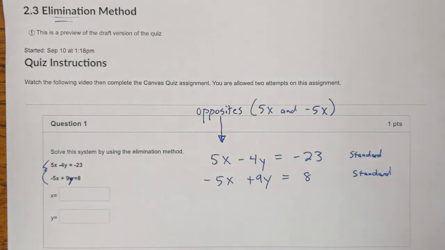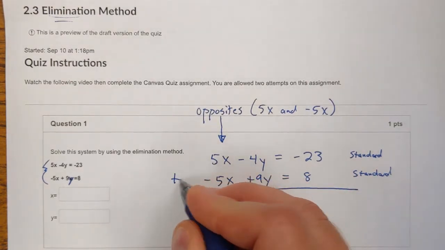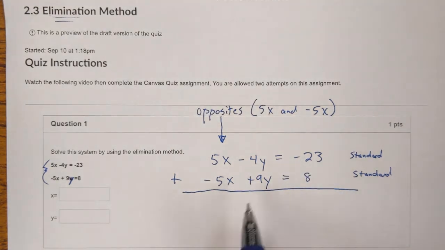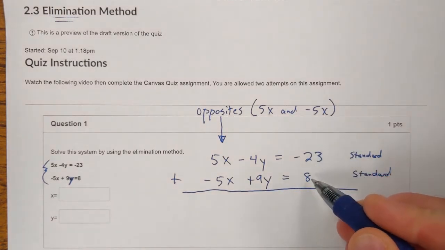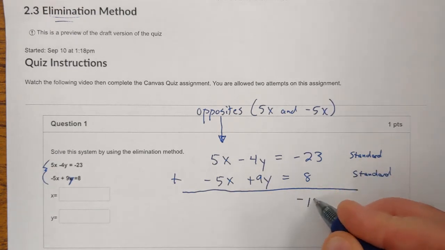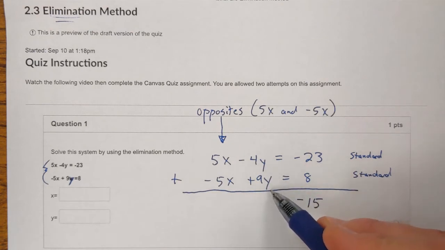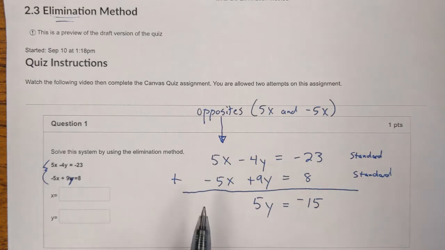If both of your lines are in standard form and one of your columns is opposites, like 5x and negative 5x, you're going to turn these two lines into a gigantic longhand addition problem. I'm going to work from right to left, meaning we're going to add up our columns. We're going to take negative 23 plus 8, which is negative 15. We're going to take negative 4y plus 9y, which comes out to a positive 5y. And then we're going to add 5x plus negative 5x.